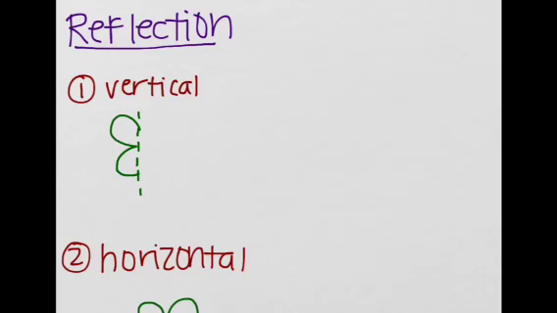Hi, today we're going to be talking about transformations. Let's get started. So the first type of transformation is a reflection. There are two types of reflection, one being vertical and one being horizontal. We'll work with the vertical one.